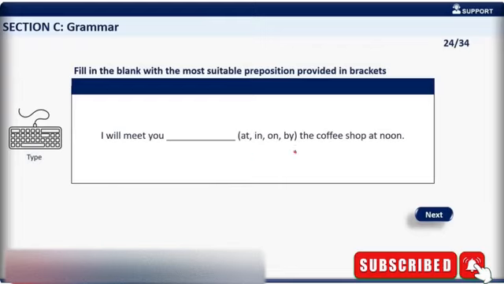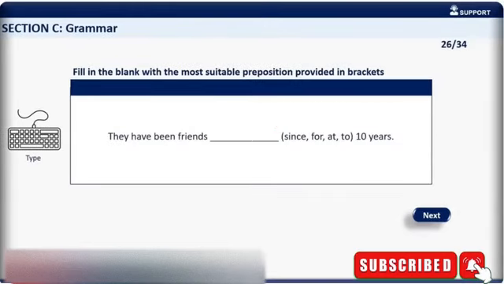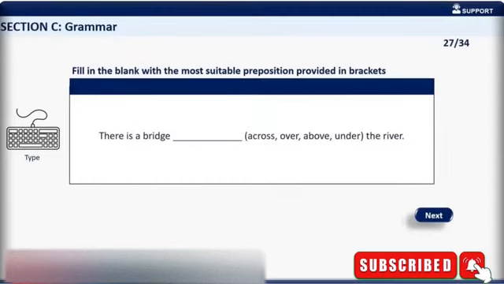I will meet you dash the coffee shop at noon. The options that we have are at, in, on or by. The correct answer in this case is going to be, I will meet you at the coffee shop at noon. Moving on to the next question. She arrived dash time for the meeting. The options are on, in, by and at. The correct answer is going to be, she arrived on time for the meeting. Let's move on to the next question now. They have been friends dash 10 years, and the options that we are given are since, for, at, to. The correct answer in this question is going to be for. They have been friends for 10 years. Moving on to the next question now.